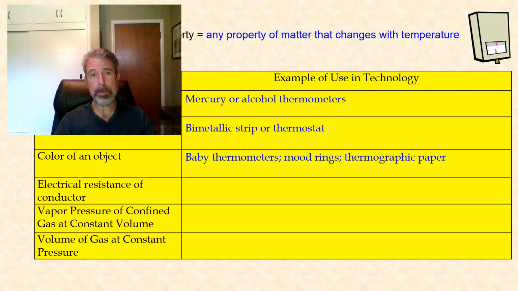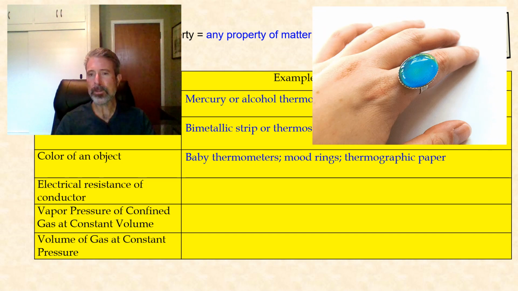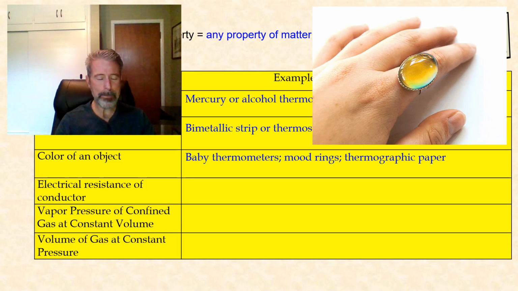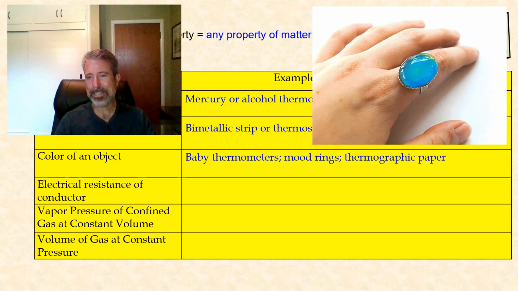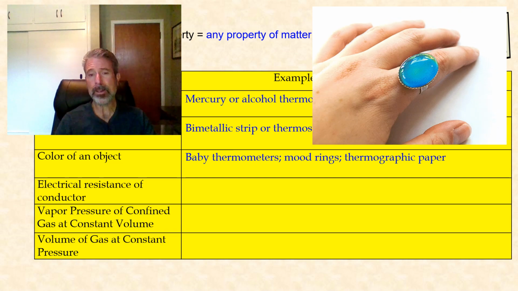You've probably seen these baby thermometers, which you know how hard it is to stick a medical thermometer in the mouth of a child. These baby thermometers you can press on their forehead and they will change colors with various temperatures. I will show you an example of something that was quite popular when I was a kid. These are called mood rings, and you can see that as the temperature of your hand, your finger changed throughout the day, so did the colors of the ring.